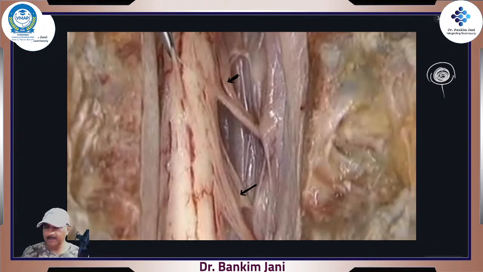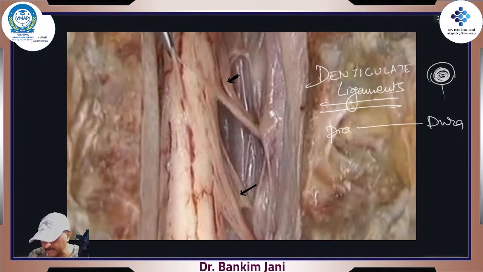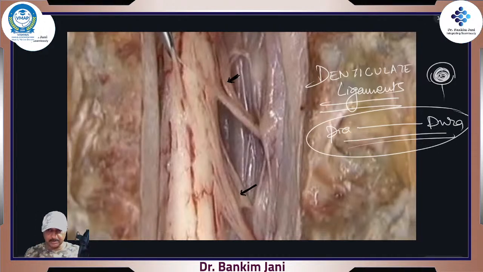These are called the denticulate ligaments, like teeth, denticulate ligaments. Think of it this way: the dura is tough, but under it the spinal cord is extremely soft, very delicate. So from the pia mater, things go towards the dura, piercing the arachnoid. These projections give stability to the spinal cord. So that is for stability. I'll just write it down.